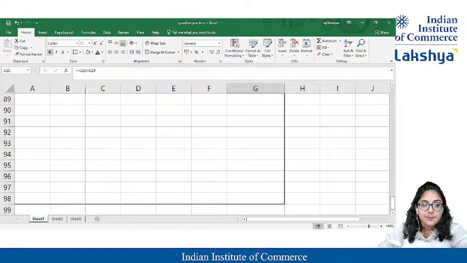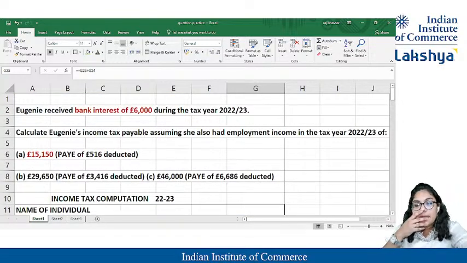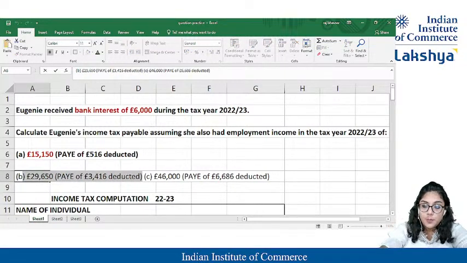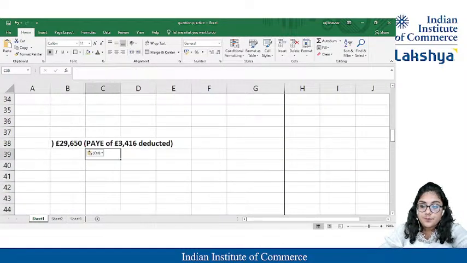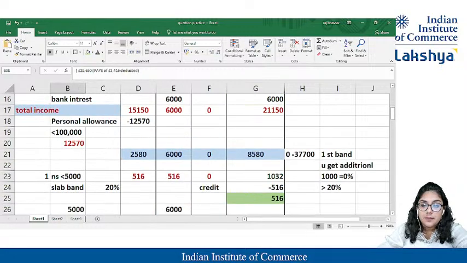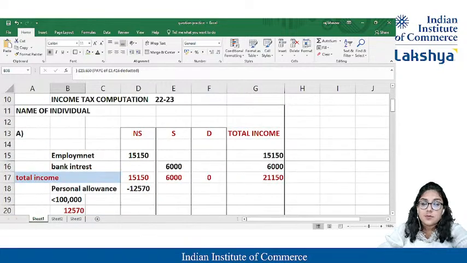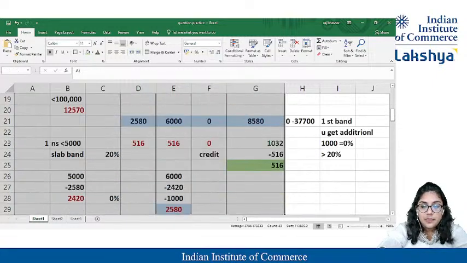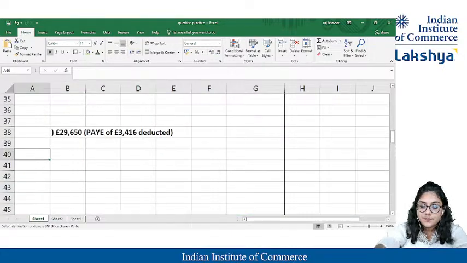I have already made the big box over here to complete the second question. So guys, over here it's the B part, over here it's the C part. I'll just copy the B part and paste it over here. My income is 29,650 and my bank interest was 6,000 as it is. I'll copy the full format and paste it over here, but then I'll make all the figures 0.